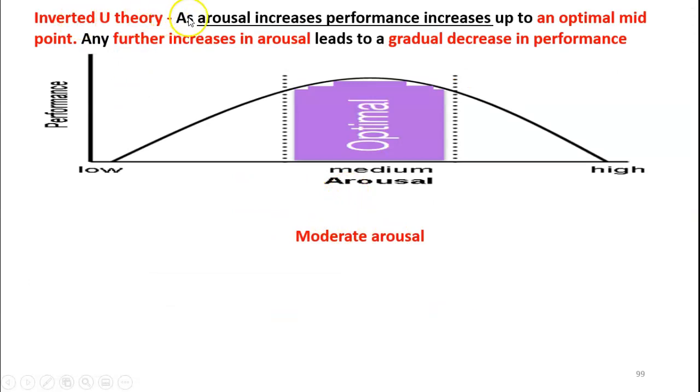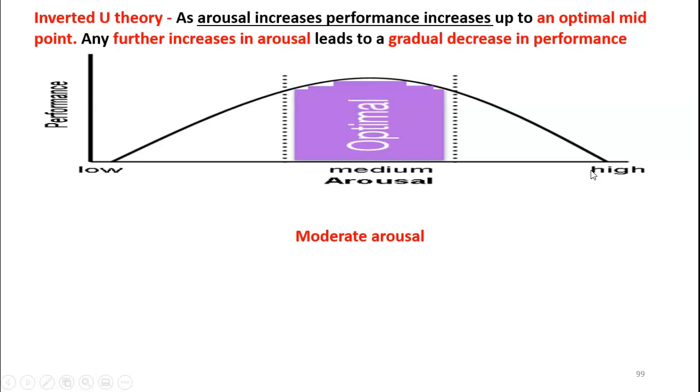So inverted U theory proposes that as arousal increases, performance increases up to an optimal midpoint. Okay, and the key thing here is that any further increases in arousal lead to a gradual decrease in performance. So if I just use the cursor to show you what we're talking about there, as arousal goes that way, performance will increase, okay, up to an optimal midpoint. So when it gets to this stage here, that is the optimal midpoint. Any continued rise in arousal will lead to, as you can see here, it curves down. So performance, if it was the drive theory, it would just carry on like that. Okay, but because it's the inverted U theory, any further increases in arousal will lead to a gradual decrease in performance.